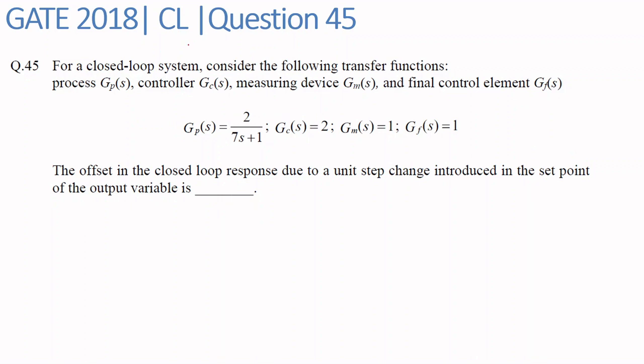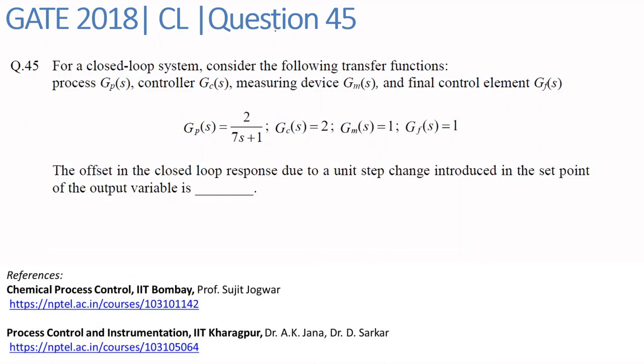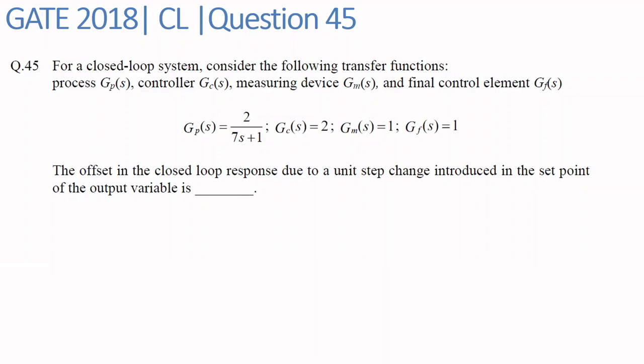Hello everyone. We are solving question number 45 of GATE 2018 chemical engineering paper, and the subject is process control and instrumentation. The question is, for a closed loop system, consider the following transfer functions: process transfer function GP(s), controller transfer function GC(s), measuring device GM(s), and final control element GF(s).